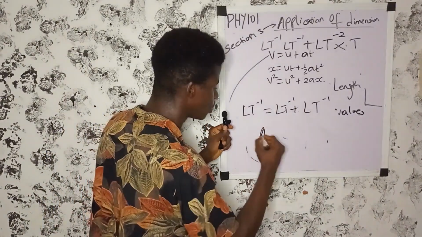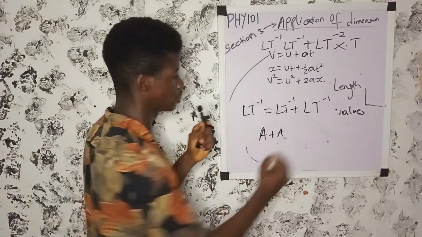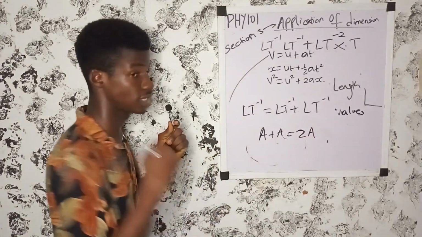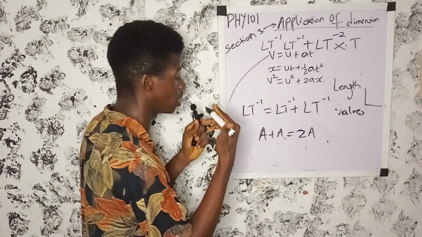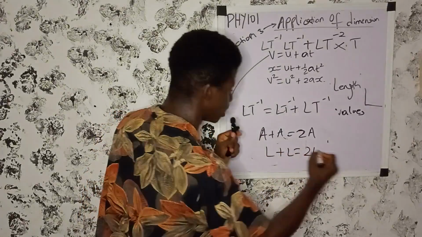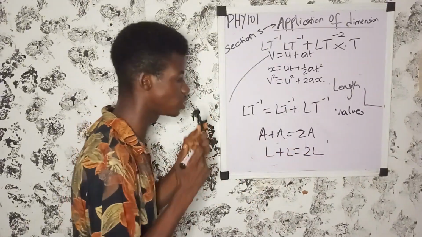Now, according to mass, A plus A is the same thing as 2A. Okay, A plus A is equal to 2A. L plus L is equal to 2L. Okay, yes, that is according to mass.